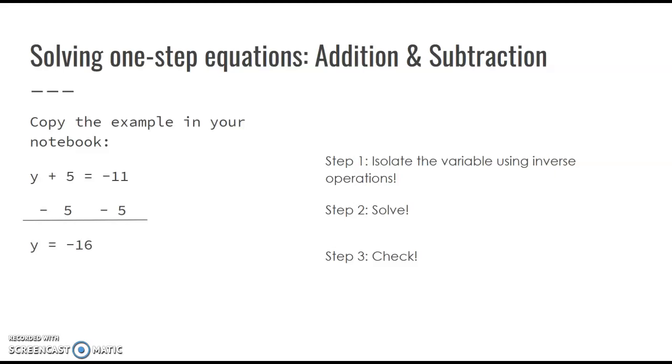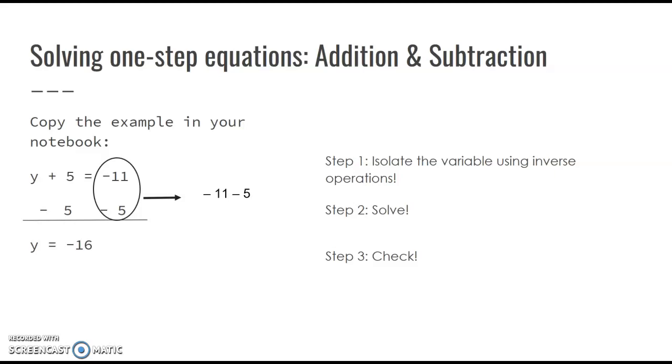Now, if you look at positive 5 in your equation, you have y plus 5 is equal to negative 11. In order to get y by itself, we need to use the inverse operation of positive 5, and that's negative 5. So I'm going to go ahead and subtract 5 on both sides of my equation. When I do that, I get negative 11 minus 5.